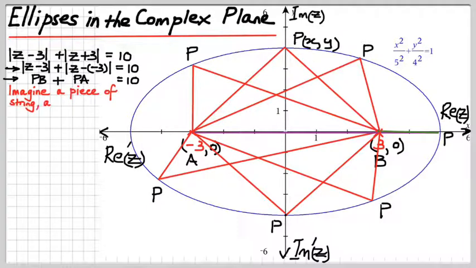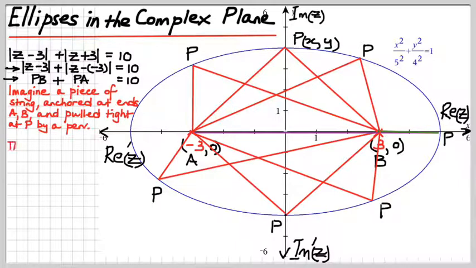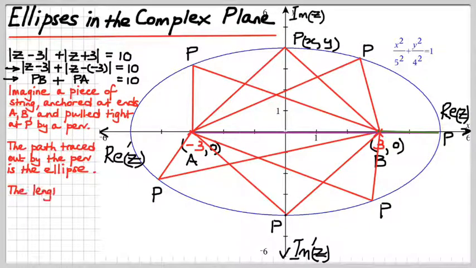So that's what I've now described, the intuitive geometrical significance of this whole thing by this piece of string anchored at A and B and pulled tight at P by a pen, okay? And the path traced out by the pen is the ellipse. So the length of the string is 10 in this case, okay? But it always has to be greater than the distance from A to B.